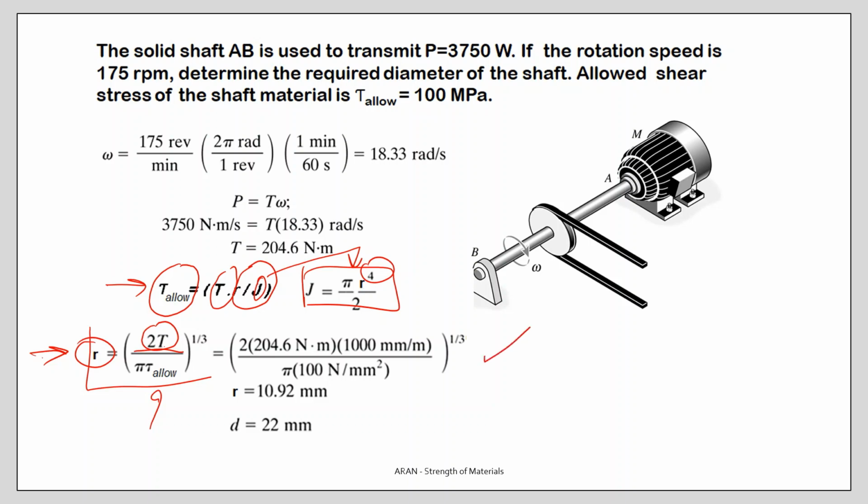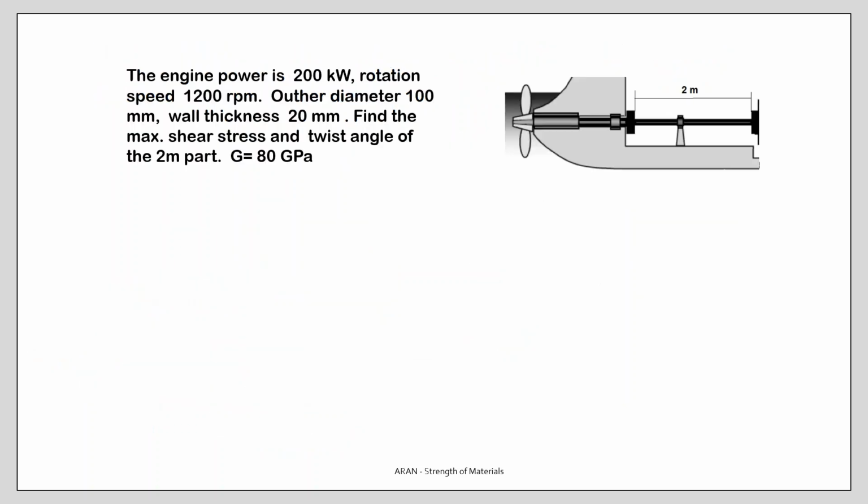As you see, put the numerical values and you get the radius, and the diameter of the shaft should be minimum 22 millimeter, so that we do not get higher shear stresses than 100 on the surface of the shaft.